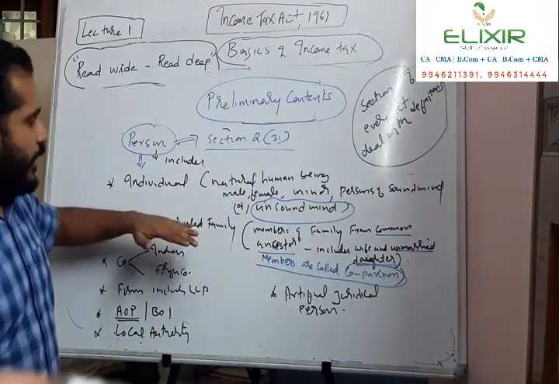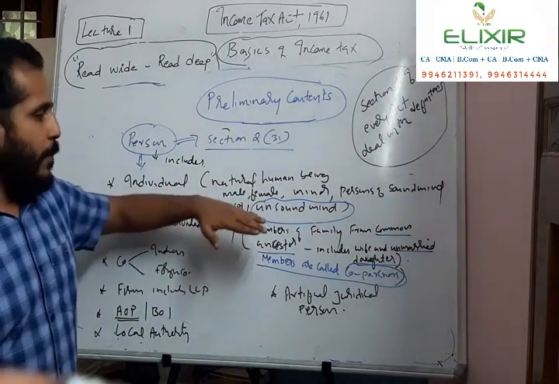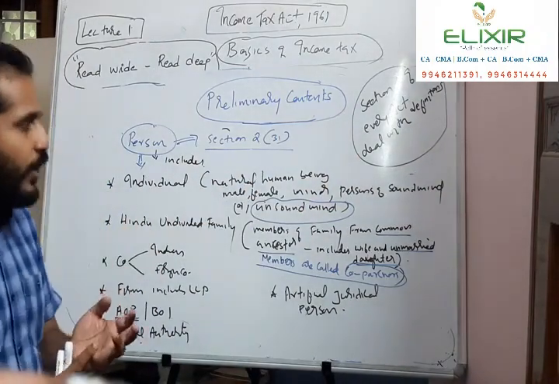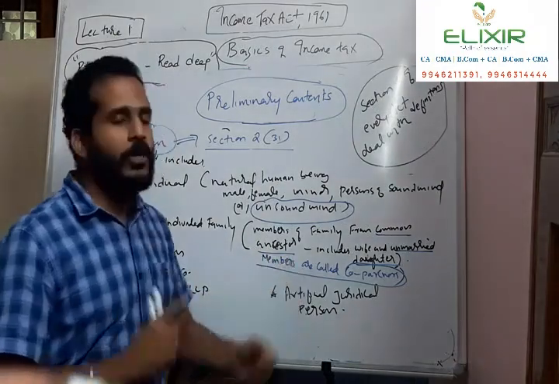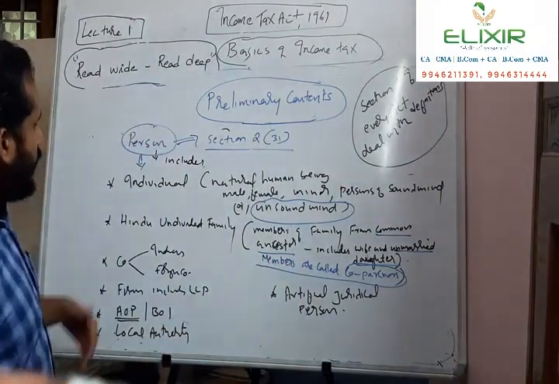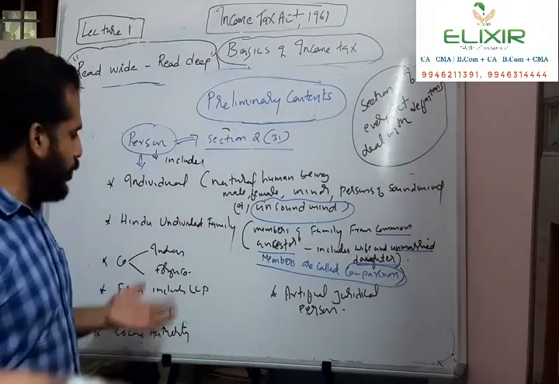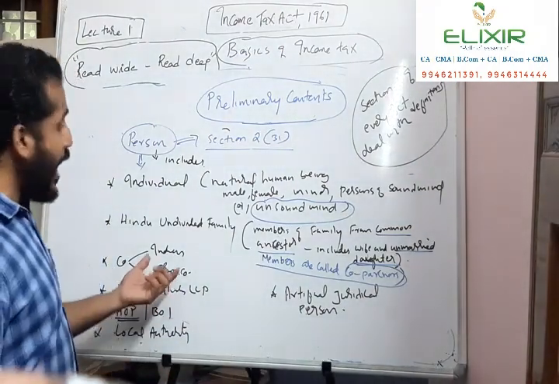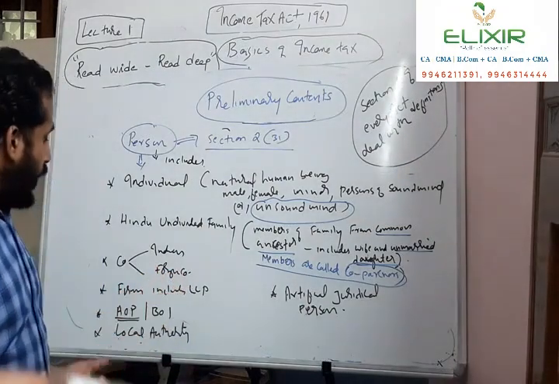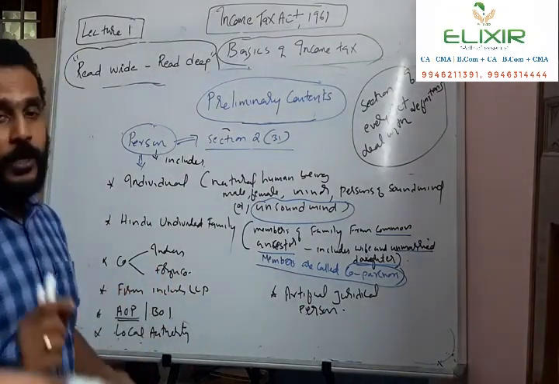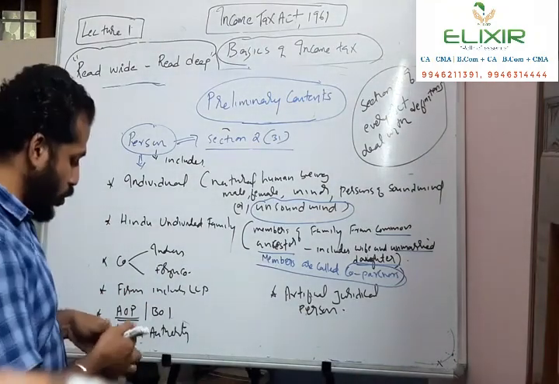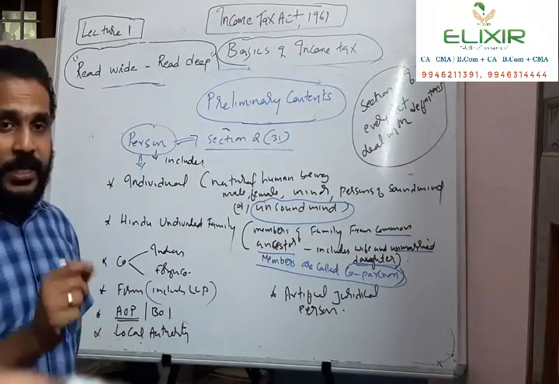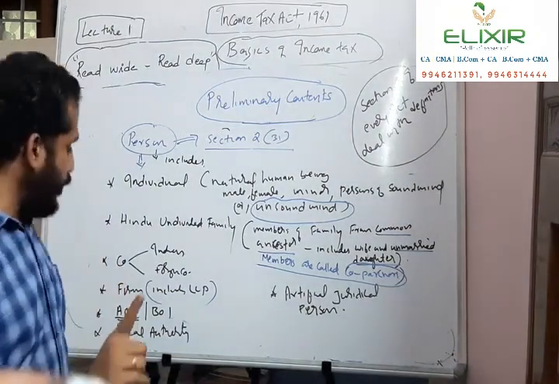So the second category is the Hindu undivided family. They contain the members of a family from common ancestors, which includes wife and unmarried daughters, and the members are called co-partners. Then the third category is the company. Company includes an Indian company registered under the Companies Act 2013 or any previous act, and also the foreign company. Then firm. The term firm, as per the Income Tax Act, includes LLP, limited liability partnership. So whenever I say firm, it includes LLP as well.